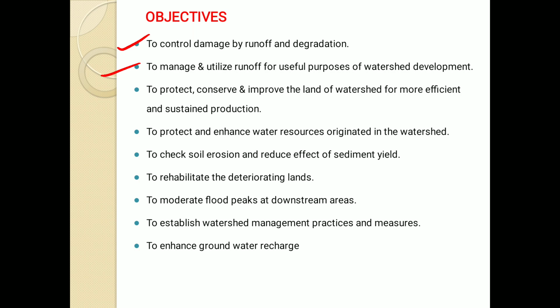Then to protect, conserve and improve the land of the watershed for more efficient and sustained production. This is the third objective. The next one is to protect and enhance the water resources originating in the watershed. Then to check soil erosion and reduce the effect of sediment yields. Also to rehabilitate the deteriorating lands. Then to moderate flood peak in the downstream area. To establish watershed management practices and measures to enhance groundwater recharge. These are the different objectives of watersheds. Also, these are the objectives as well as advantages.